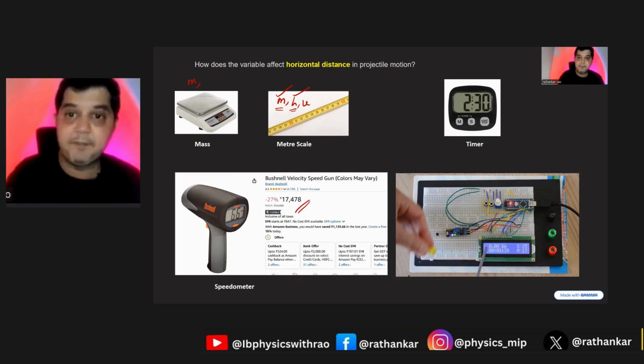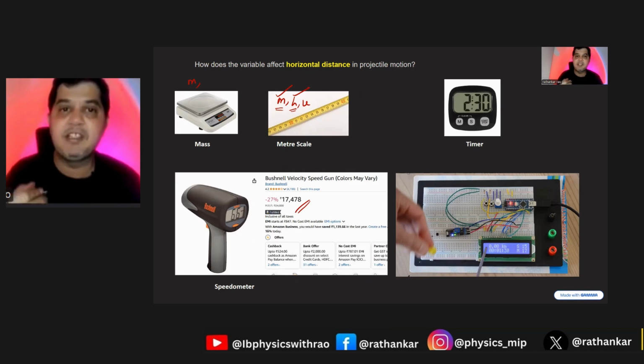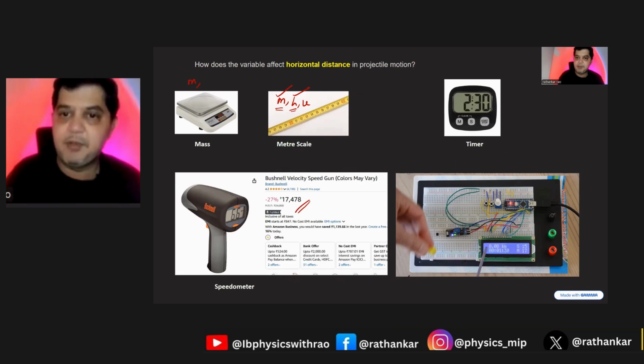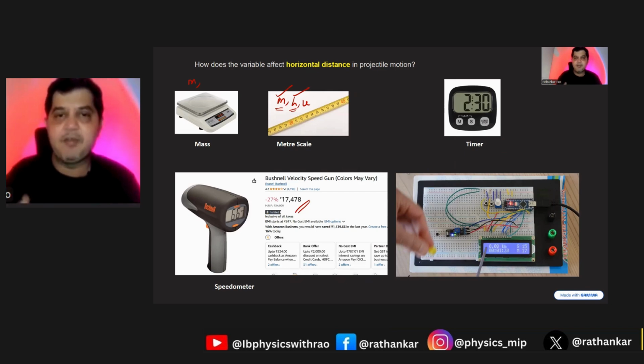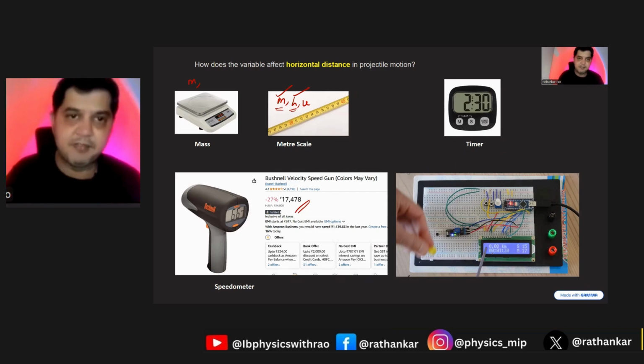But on the other hand, if I am doing some technological innovation, let us say, for example, I am using an Arduino and I put something like an IR sensor and find out the velocity using a digital kit, then this is always a possible thing.